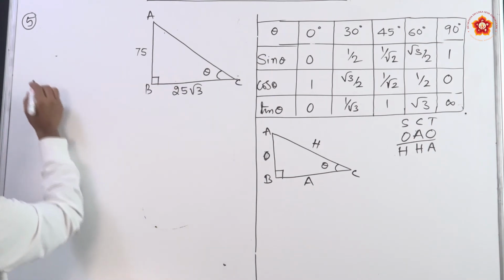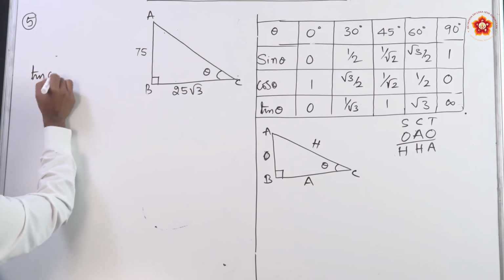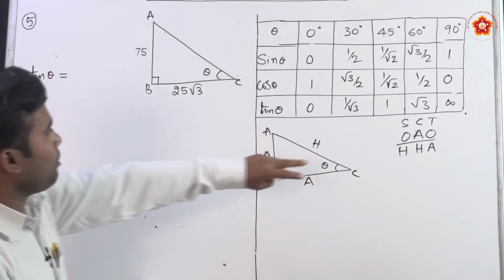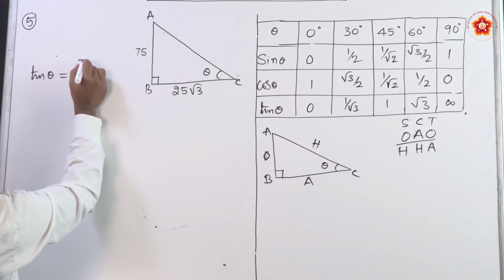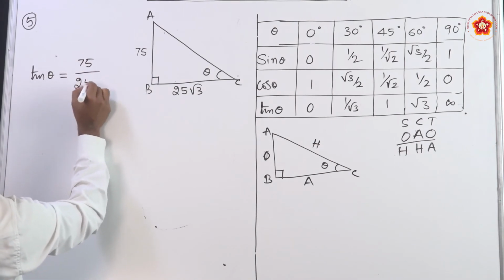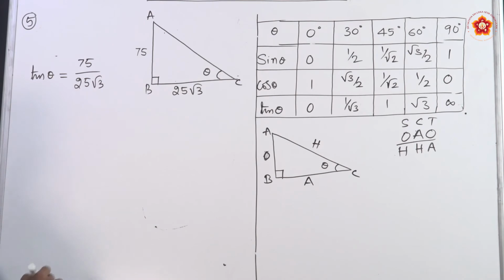Now for this, repeat what we did in the last problem. Define tan theta here. Tan theta is opposite by adjacent. What is opposite here? 75 divided by 25 root 3. So now what is this?